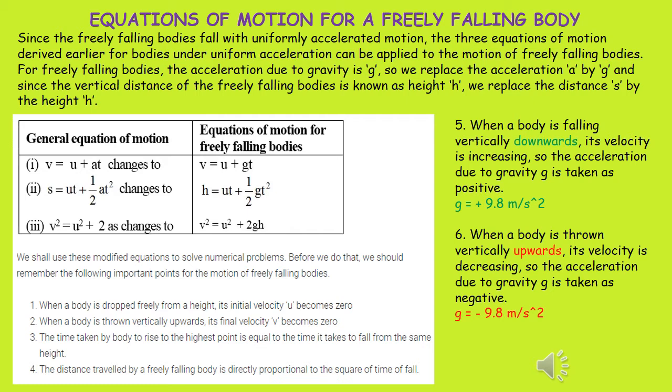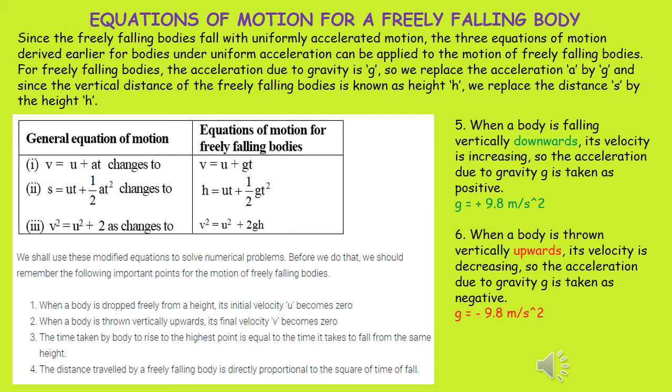Now, equations of motion for a freely falling body. As we know that freely falling bodies fall with uniformly accelerated motion. The three equations of motion delivered earlier, what we have already discussed in the first chapter, are also based on uniform acceleration. So the same equations can be applied here to the motion of freely falling bodies. For freely falling bodies, there are certain changes to be made in these equations.